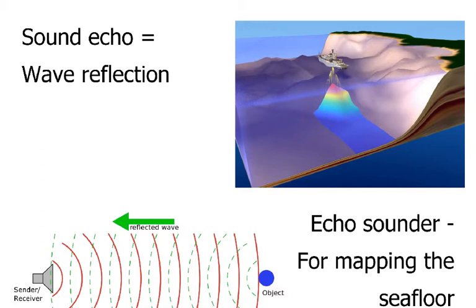Now, when sounds echo, that's reflection of the sound wave off of a surface that it can't penetrate easily.